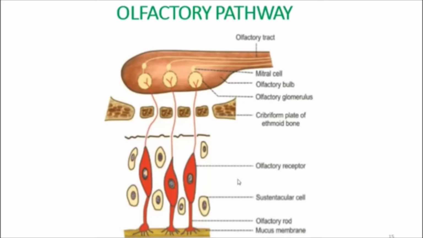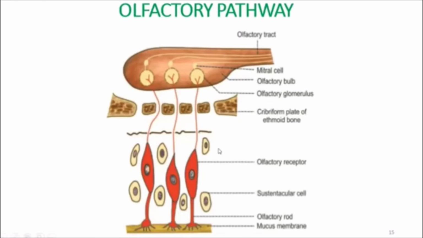So we have an olfactory receptor situated in the mucous membrane. We also have a Bowman's gland in the mucous membrane. The dendrite of the olfactory receptor is short, but the expanded part is known as the olfactory rod. From there arise 10 to 12 cilia. These cilia project to the mucous membrane. That is about the olfactory receptor.